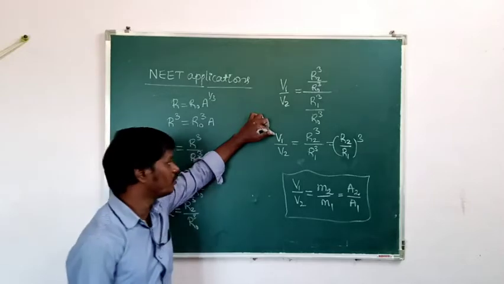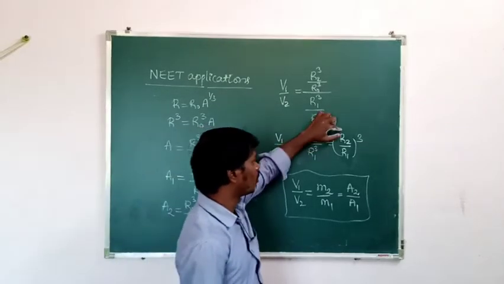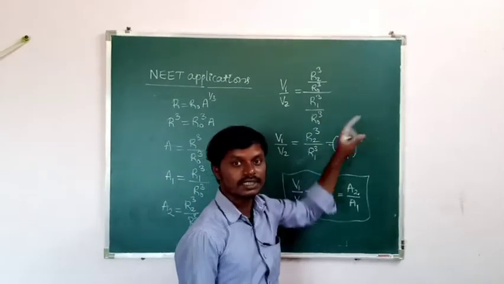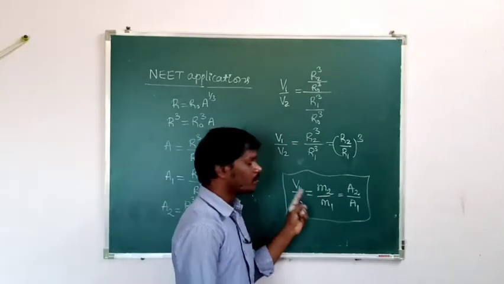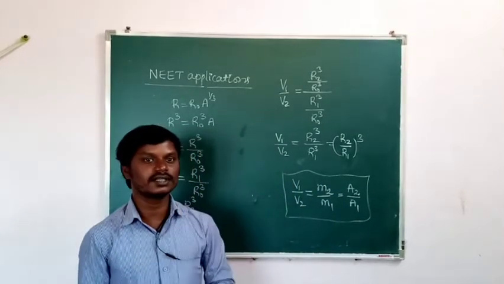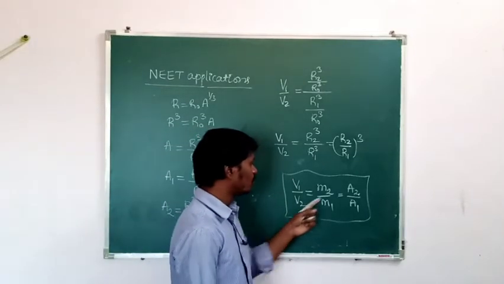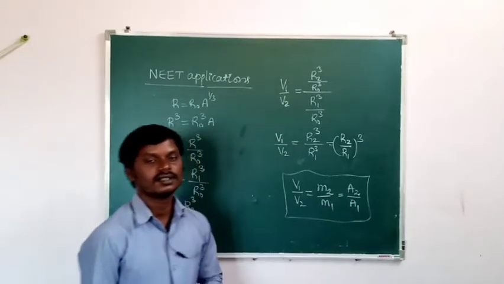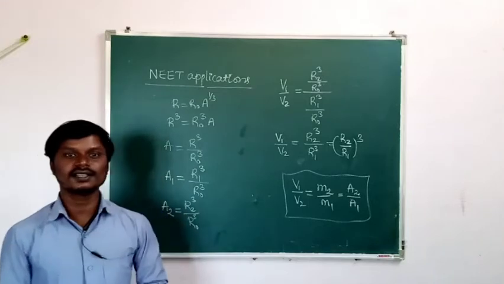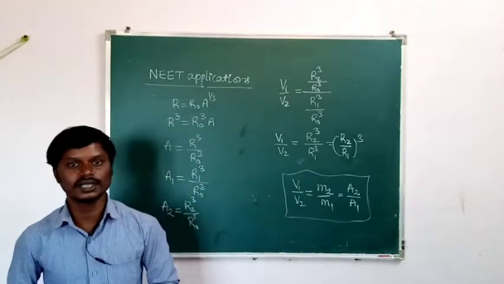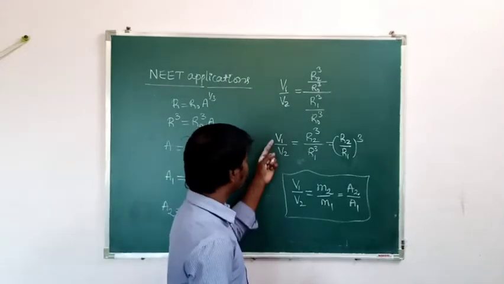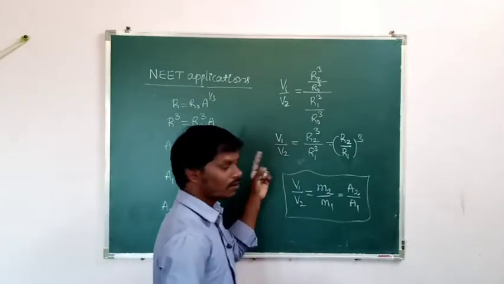Okay, that is V1 by V2 is equal to R2 by R1 whole cube if the radii are given. If the mass numbers are given, how to find the ratio of velocities of two lighter nuclei? V1 by V2 is equal to A2 by A1. Then we are going to find the ratio of kinetic energies of two lighter nuclei. We know the ratio of velocities of two lighter nuclei.